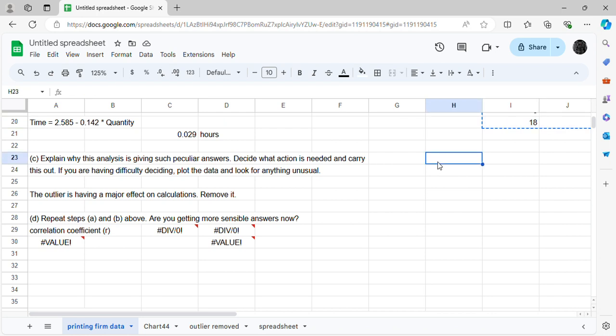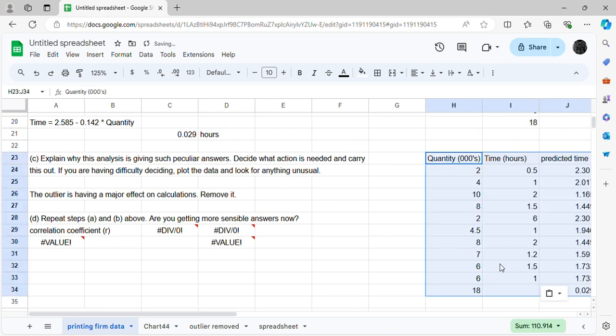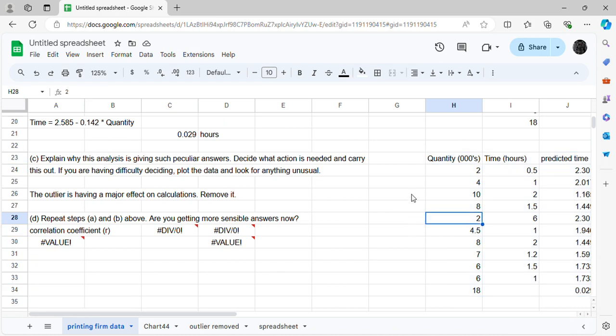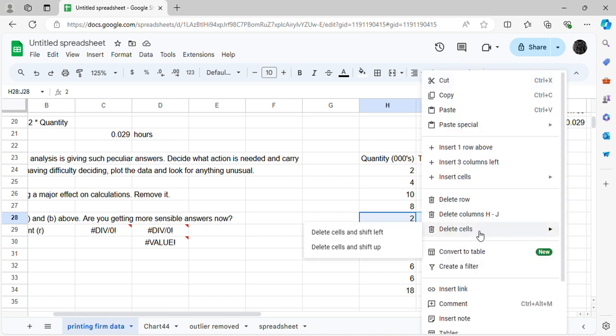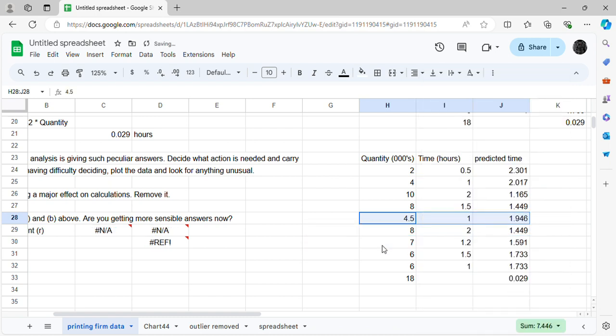Let's copy that here. And then we want to remove this outlier. So we want to remove this quantity 2 and time 6 hours. So now we are left with this.